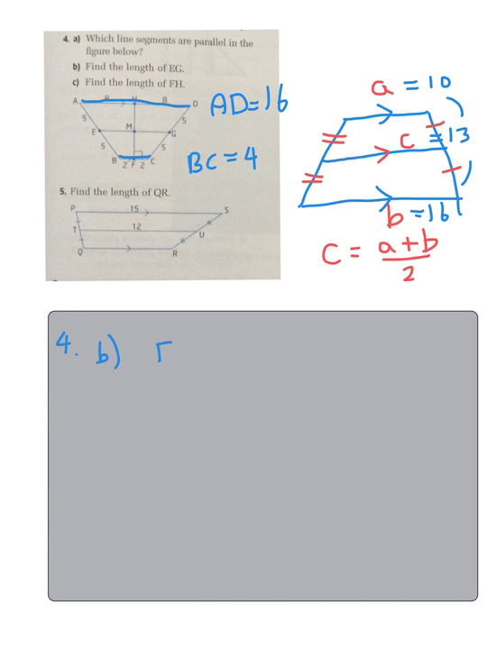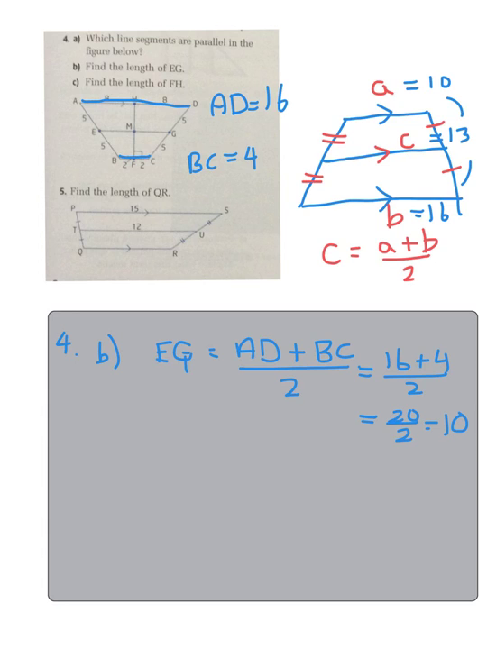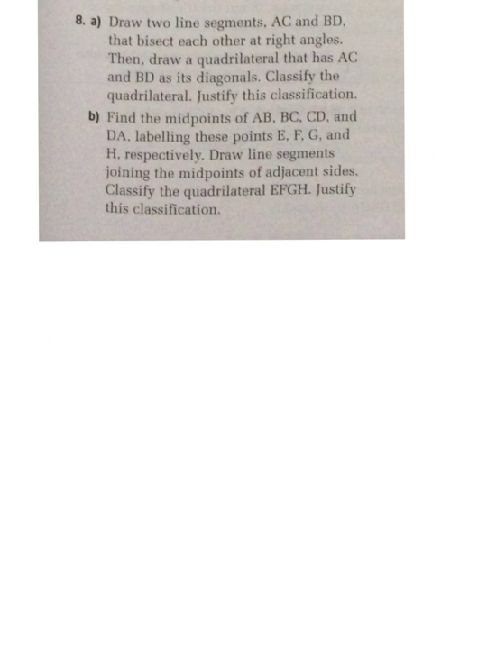You know that EG will equal AD plus BC, and then divide by 2. And we know both of those values. We've got 16 plus 4 divided by 2 is 20 divided by 2, which is equal to 10. So EG is 10. And the last bit says find the length of FH, and FH is going to be this distance down the bottom here.